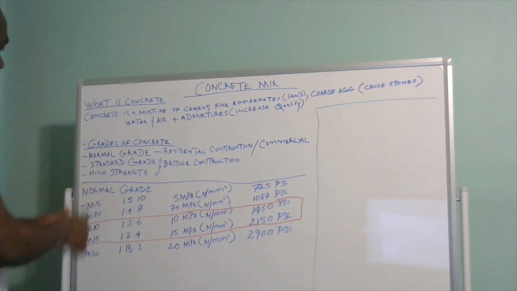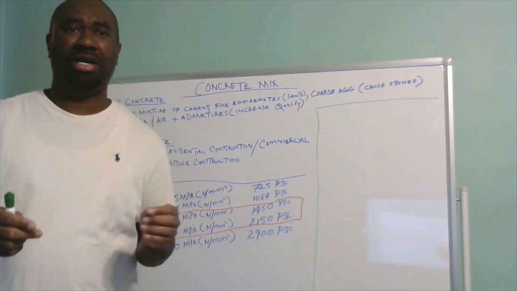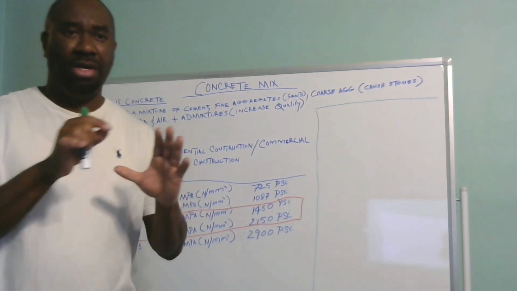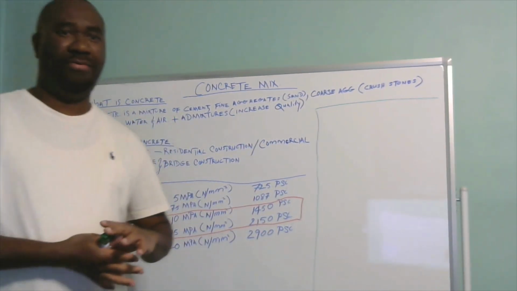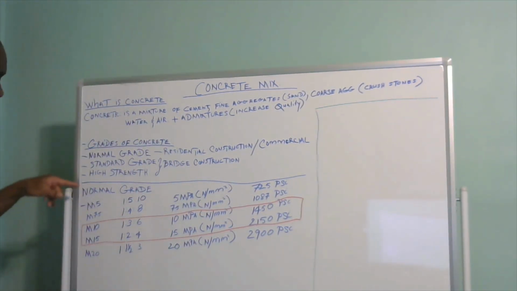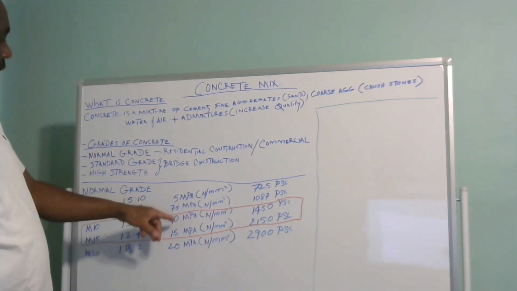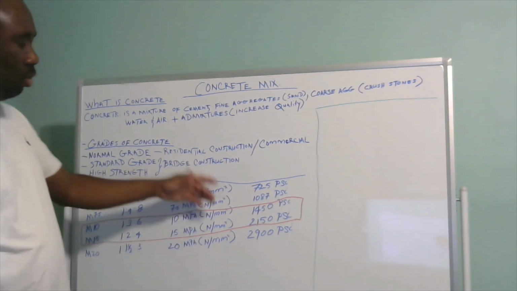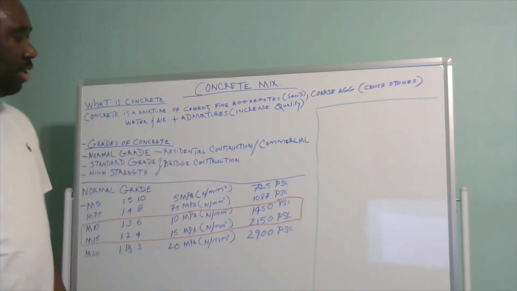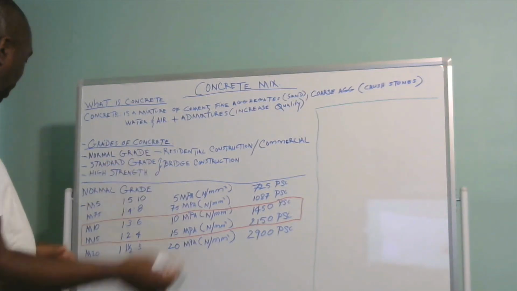Now, for your normal grade, which we are going to be focusing on, since we are talking about building construction, there are several different grades or mix proportions of your normal grade. Now you can see your normal grade, which is your M5, which is a 1:5:10 with 5 megapascal or Newton per square millimeter, or 725 pounds per square inch or psi.